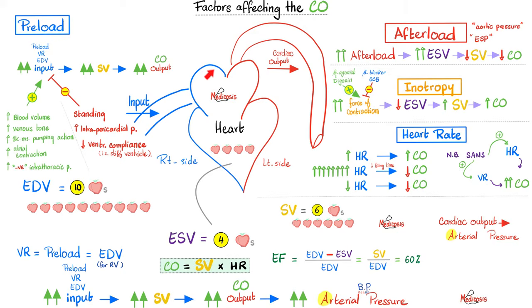How about if this atrium contracted more? Then you will push more blood to the ventricle, which means you're increasing the ventricular end-diastolic volume, which means you're increasing the stroke volume, which means you will increase the cardiac output.